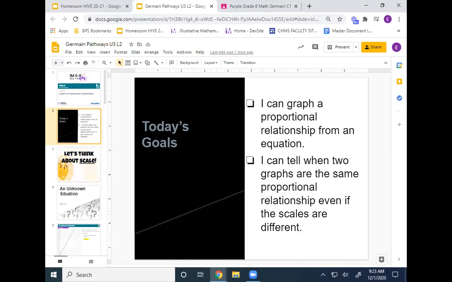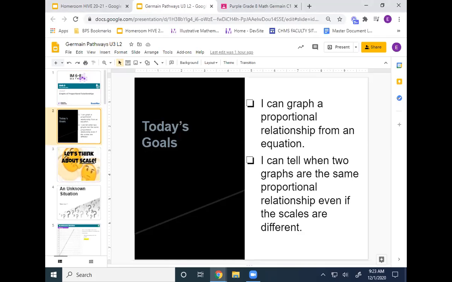So today we have two goals. Those grades already went in the grade book as a 50% if you didn't do it, so I can change those grades out if you complete it today, but it needs to get done. Okay? I can graph proportional relationships from an equation, and I can tell when two graphs are the same proportional relationship, even if the scales are different.